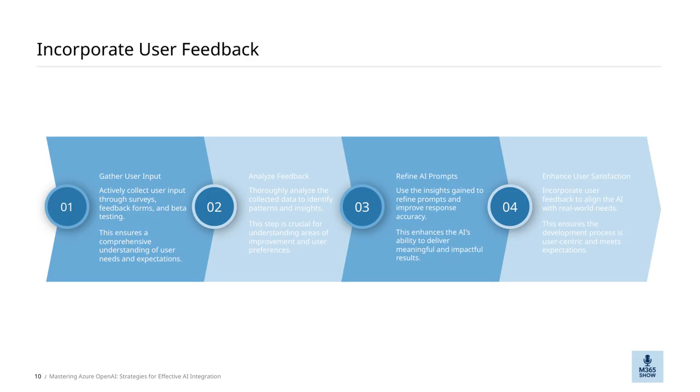With those insights in hand, we then refine our prompts and responses. Improving the way the AI interacts ensures it delivers more accurate and meaningful results, which directly impacts user satisfaction. Finally, by continuously incorporating user feedback, we're aligning the AI more closely with real-world needs. This keeps our development process user-centric, helping us meet and even exceed expectations. Overall, actively listening to users and iterating based on their input is fundamental for mastering effective AI integration.